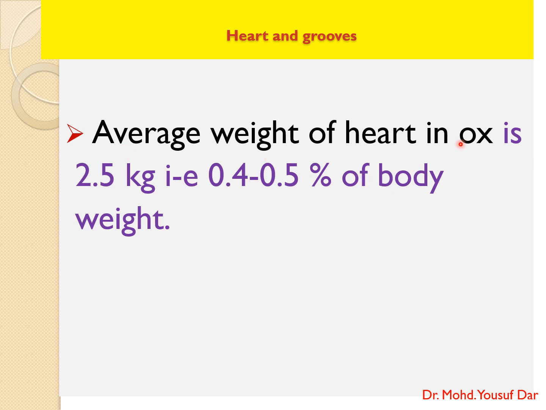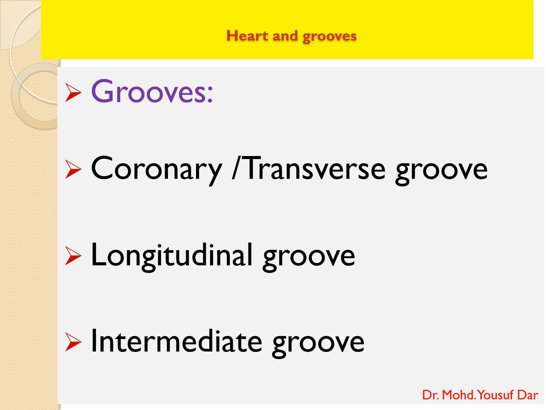The average weight of heart in case of ox is about 2.5 kg, that's 0.4 to 0.5% of their body weight. Now coming to the different grooves that are present in the heart, there are coronary groove or transverse groove, longitudinal groove and intermediate groove. Three types of grooves are there: coronary groove, longitudinal groove and intermediate.